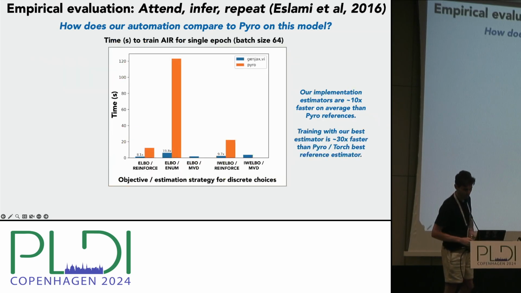To better understand the performance characteristics of our implementation, we also consider the training time to complete a single epoch of training in our system and in Pyro. Here's a plot which compares equivalent estimators. Our system is in blue and Pyro's is in orange. Our implementation's estimators are on average 10x faster than Pyro's equivalents. For reference, I'm also showing the estimators corresponding to the new algorithms from the previous slide. These are the ELBO MVD and iWELBO MVD columns in this plot, estimators which are not automated by Pyro's automation.